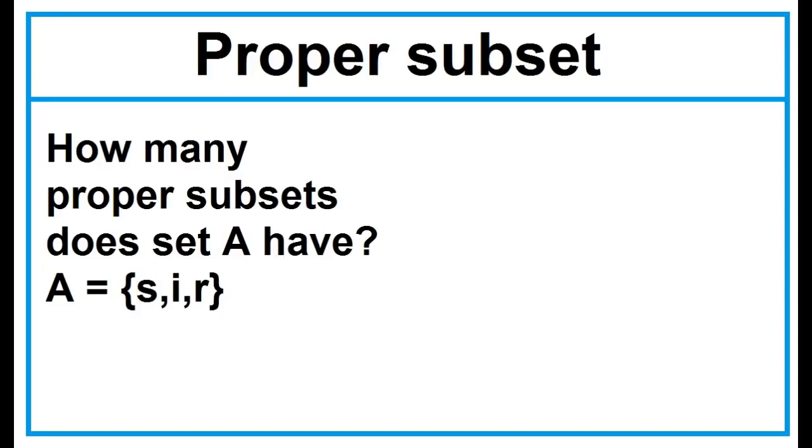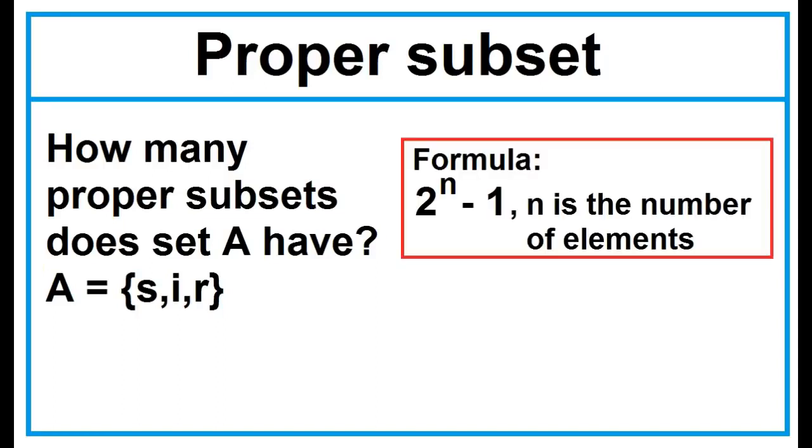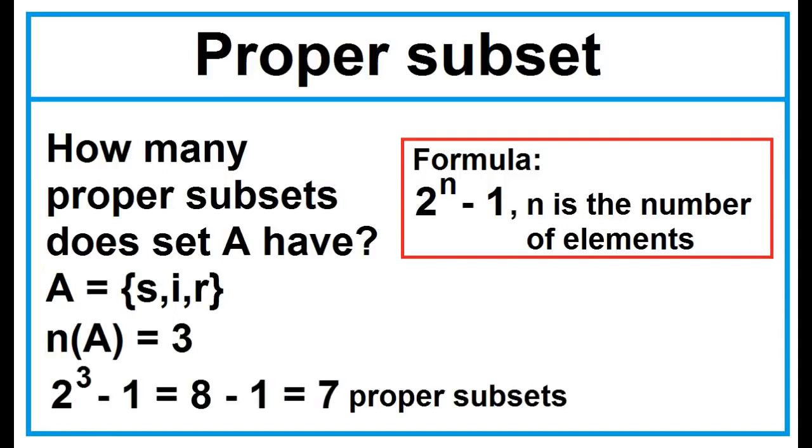How many proper subsets does set A have? Since the set itself is not a proper subset, the formula is 2 to the power of n minus 1, where n is the number of elements. The cardinality of set A is 3. Using the formula, 2 to the power of 3 minus 1 equals 8 minus 1, which is 7.